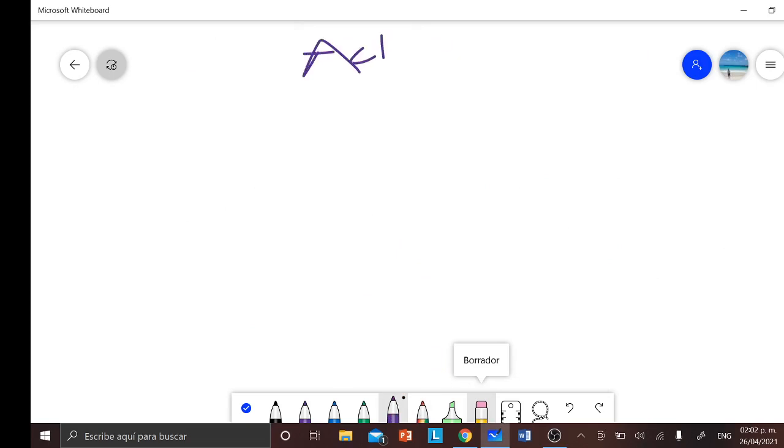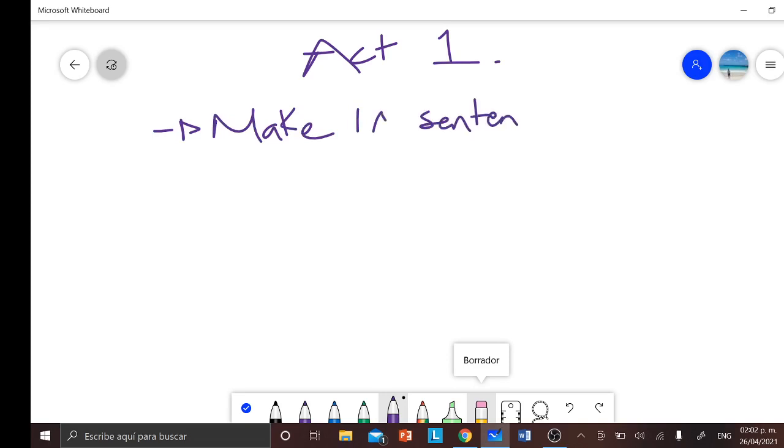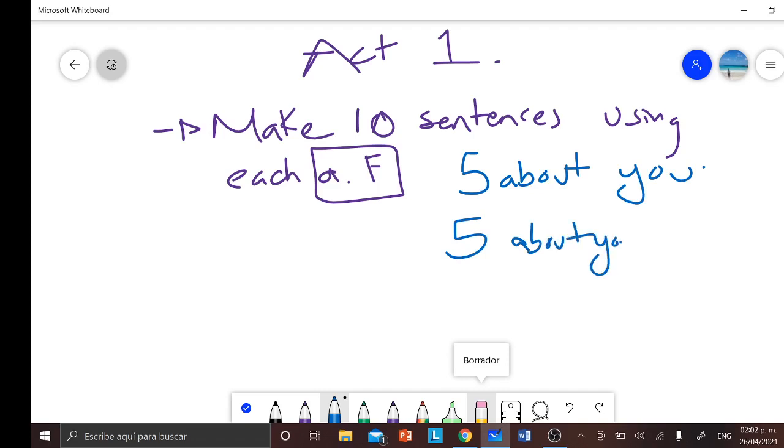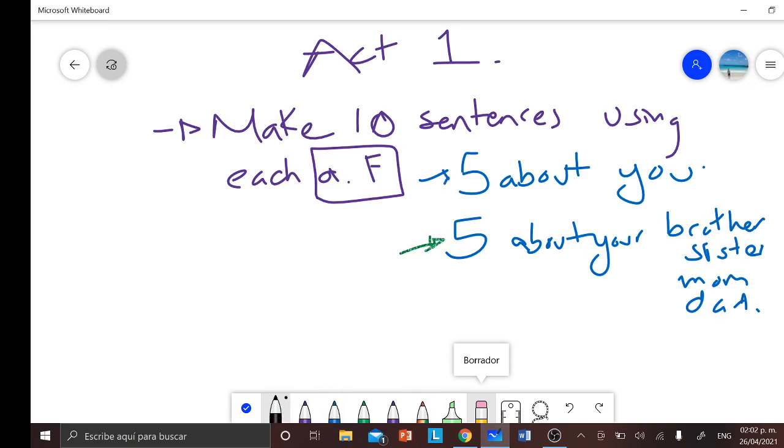The activity, you will have to make 10 sentences using each adverb of frequency. 10 oraciones utilizando los adverbios de frecuencia, usually, always, never, esos que acabamos de ver. Using 5 about you, 5 acerca de ti, and 5 about your brother or sister, or mom or dad. Okay, van a ser 5 about you and 5 about your brother and sister. Okay, ustedes las van a crear solos, son muy sencillas.